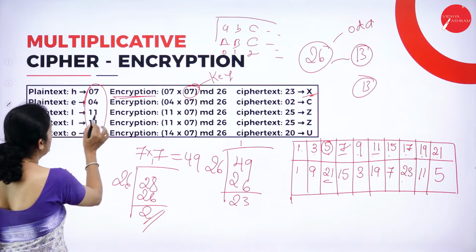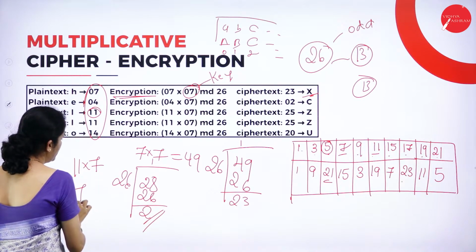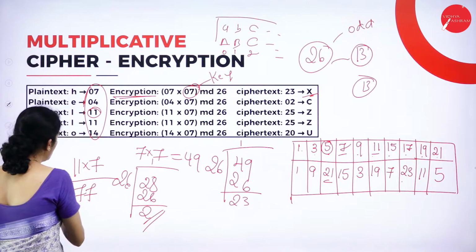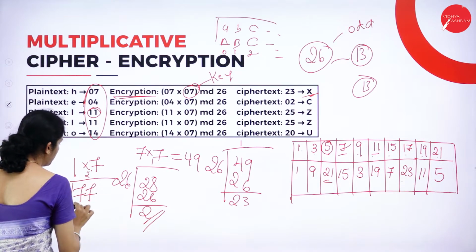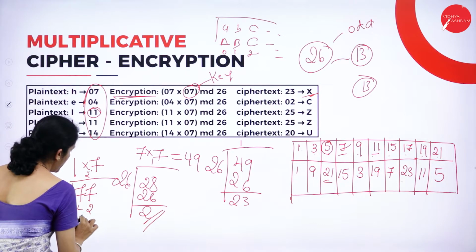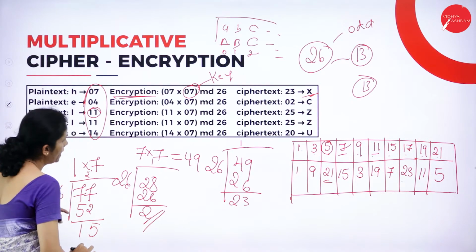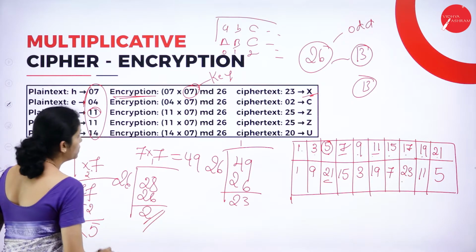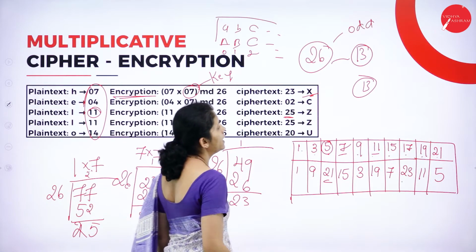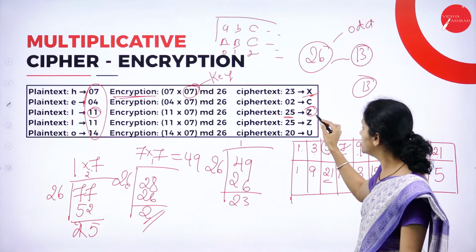So here it is L. L is 11. So 11 into 7, 77. Perform modulo operation. So 26 ones are 26, 26 twos are 52. So I'm going to get 5, 1, and what is present at the location 2, 1? I have to write the value. So I'm going to get the character Z.